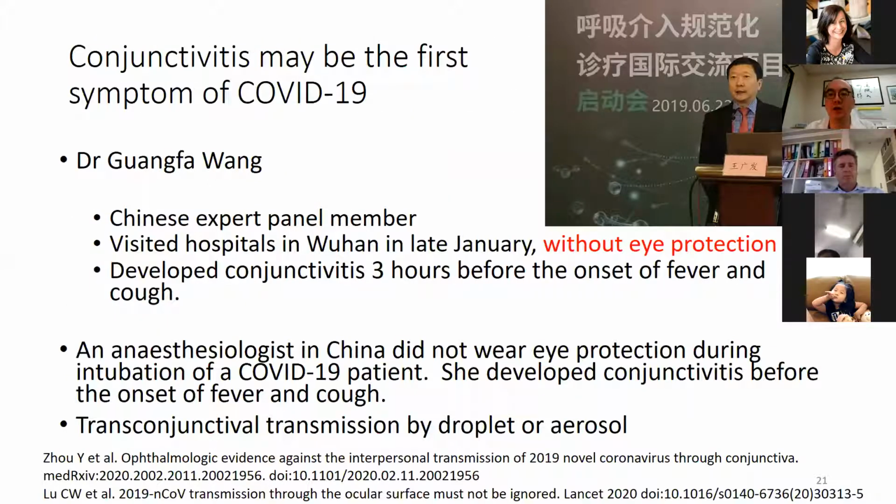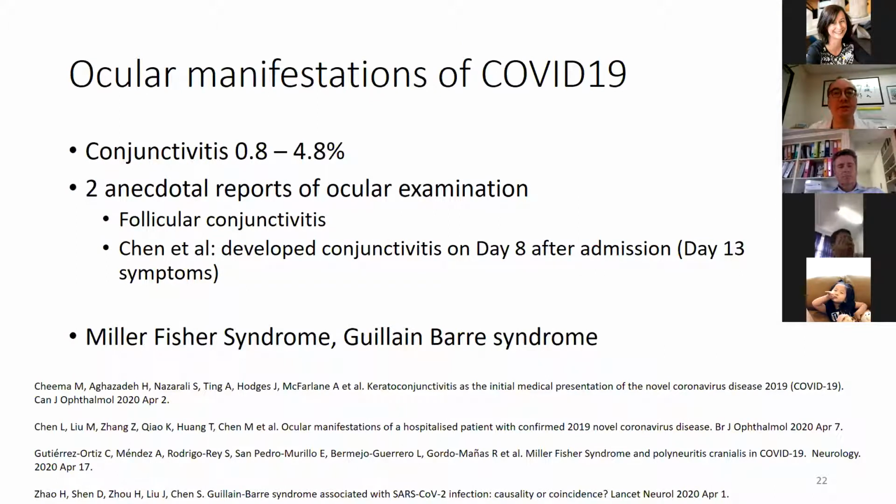As one of the Chinese experts, Dr. Wang Guifu visited a hospital in the Wuhan province back in late January, and he was wearing an N95 respirator at the time, but without eye protection. He later developed conjunctivitis and then respiratory symptoms, and was later confirmed to have COVID-19. So in terms of ocular manifestations, our knowledge is still very limited.